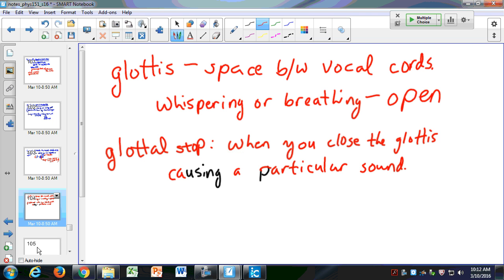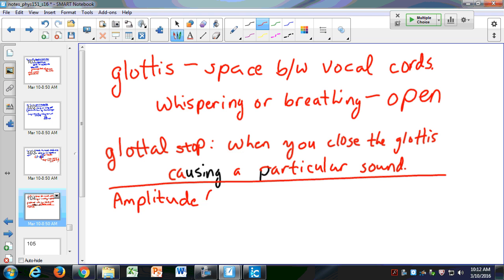All right, so a couple more things. The amplitude of your sound. Remember, amplitude for a sound wave, what is that proportional to? When I talk about the amplitude of a sound wave, I'm talking about the loudness or the volume. So the amplitude is related to the loudness or the volume. And the way that we govern the volume of our voices is by the amount of air that goes past our vocal cords. So the amplitude is governed by the amount of air that flows past the cords.